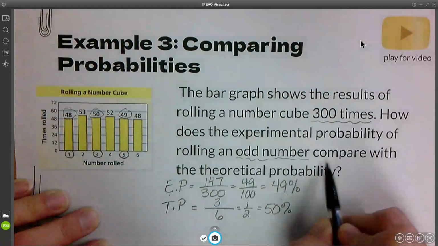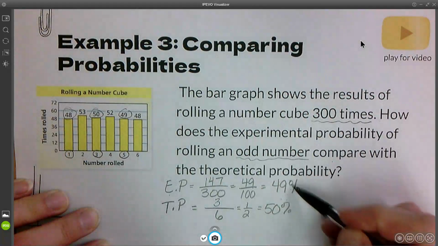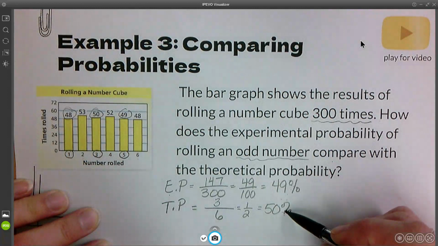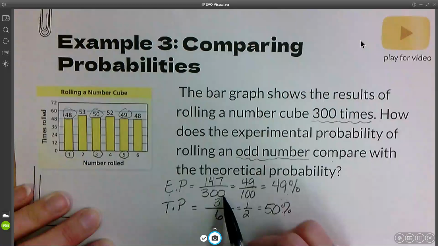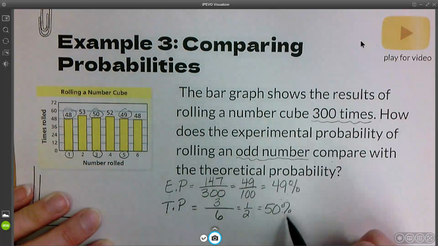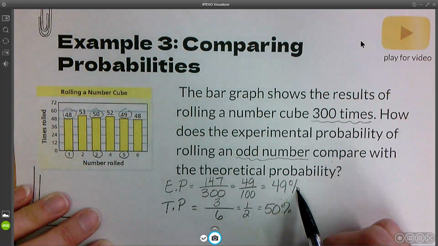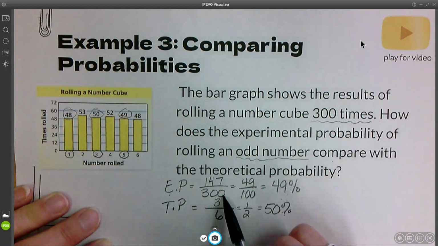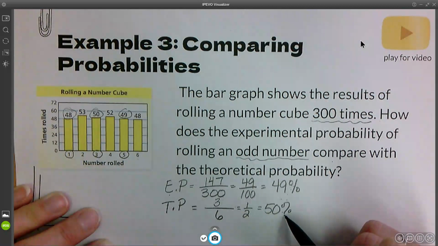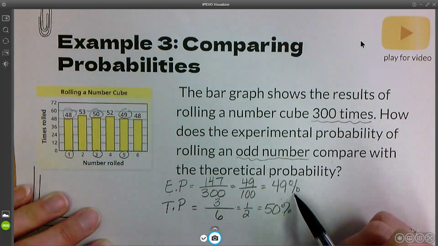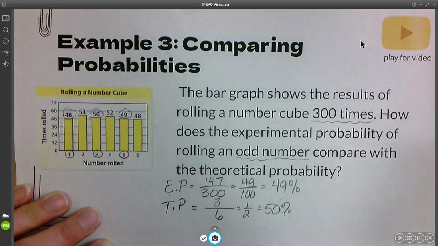So when it asks you, how does it compare? The two compare, they're very, very close because 49% is very close to 50%. The idea here is that the more times you do an experiment, the closer your experimental probability will come to the theoretical probability. So if I rolled 1,000 times, the idea is that 500 times I would get an odd number. So the more often you do the experiment, the closer it will get to what should actually happen.